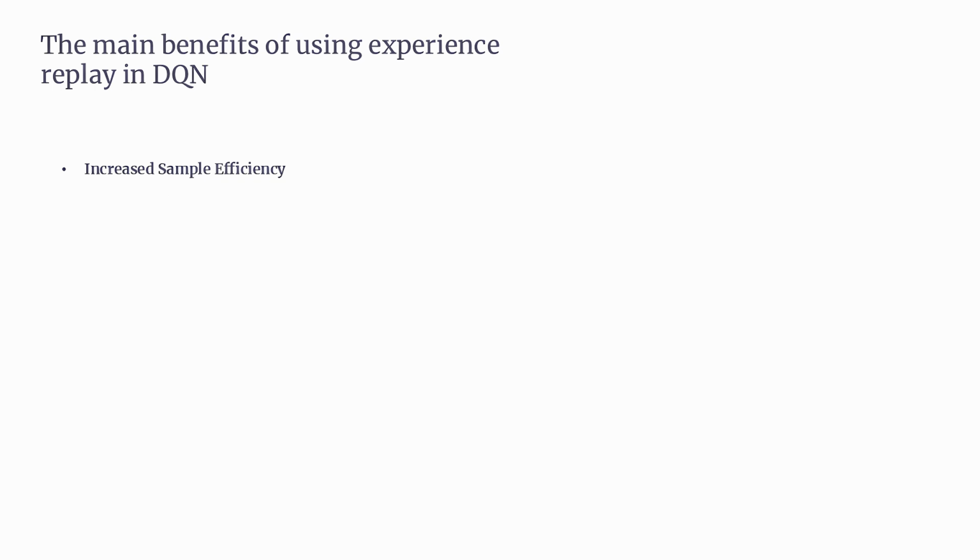The first, increased sample efficiency. Think of experience replay as a way to recycle knowledge. The agent doesn't need to rely solely on new experiences. It can repeatedly learn from old ones stored in memory.